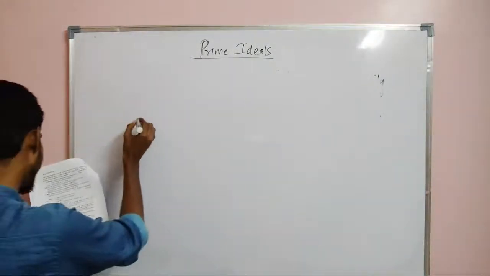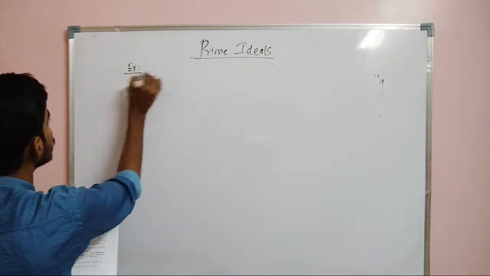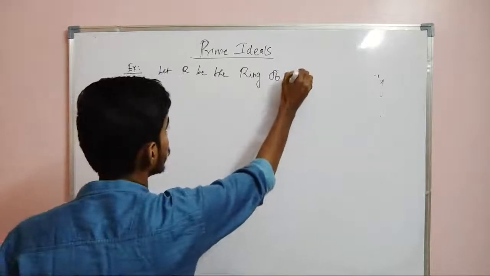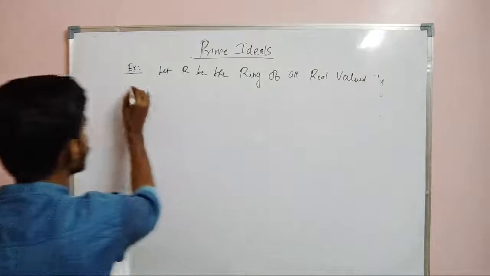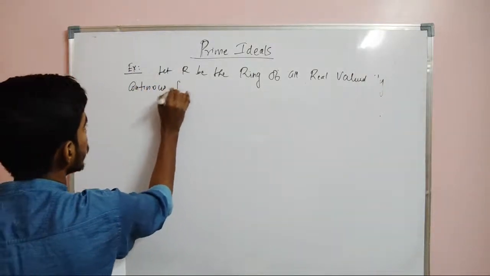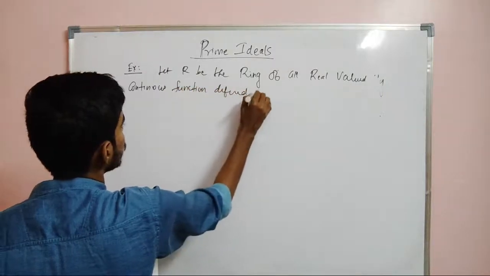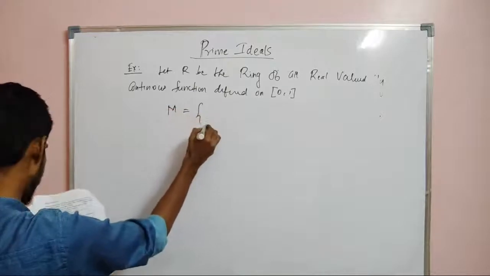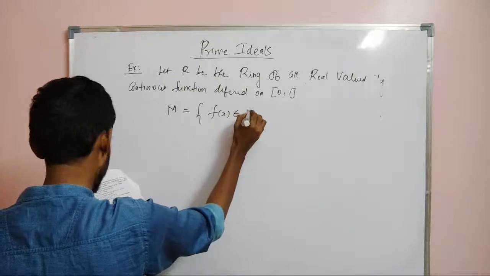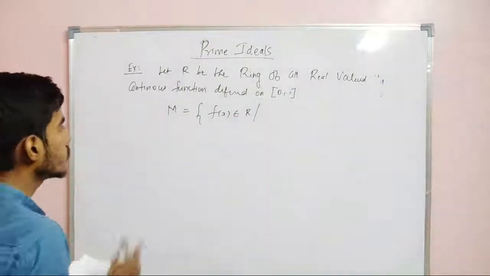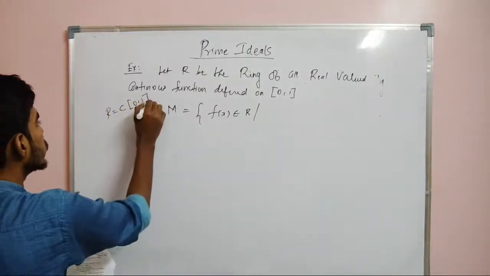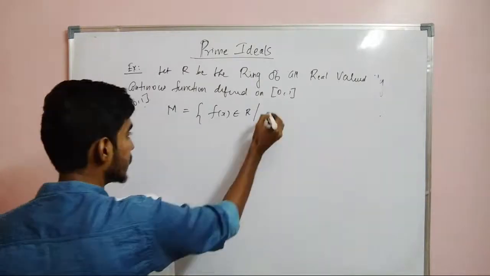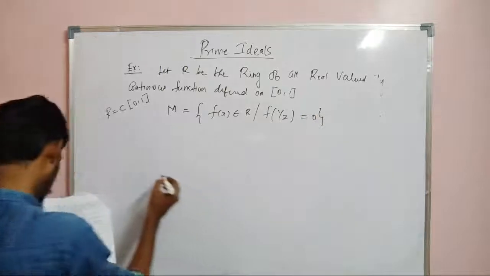Let R be the ring of real valued continuous functions defined on closed interval 0, 1. Let us make a set M, and this set consists of all those functions in R, all those continuous functions on closed interval 0, 1. Here R is the set of all continuous functions on closed interval 0, 1. I'm collecting all those continuous functions in C of 0, 1 that satisfy the condition f of 1 by 2 is equal to 0. Show that M is maximal ideal.